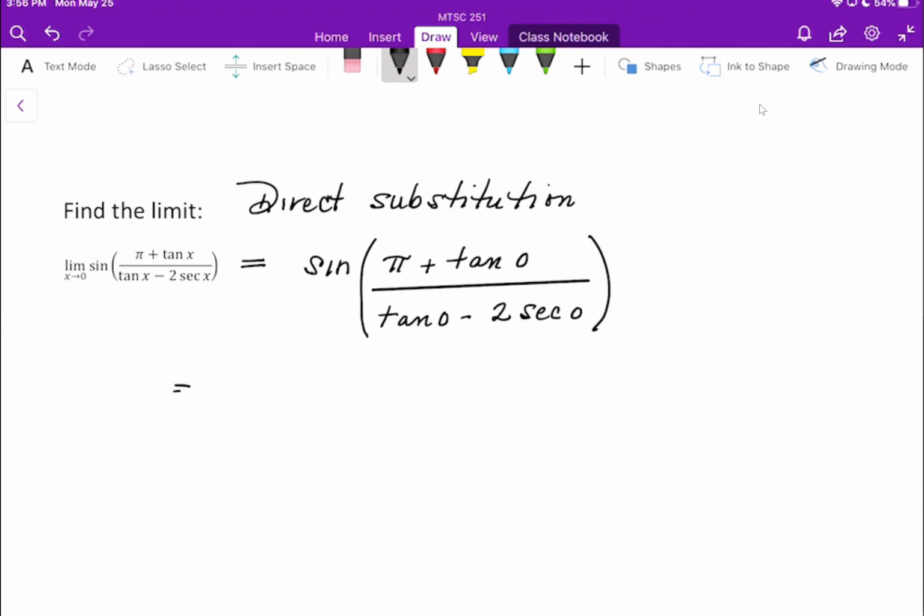So this is going to give us the sine. The tangent of 0 is 0, so this is going to give us pi. Over the tangent of 0 is 0, and the secant of 0 is 1, so this is minus 2. So we want the sine of minus pi over 2. Minus pi over 2 is between the third and fourth quadrant. Its sine is -1. And that's our answer.